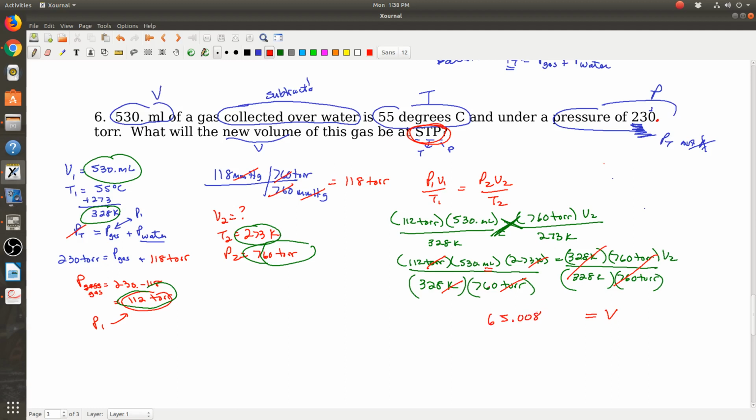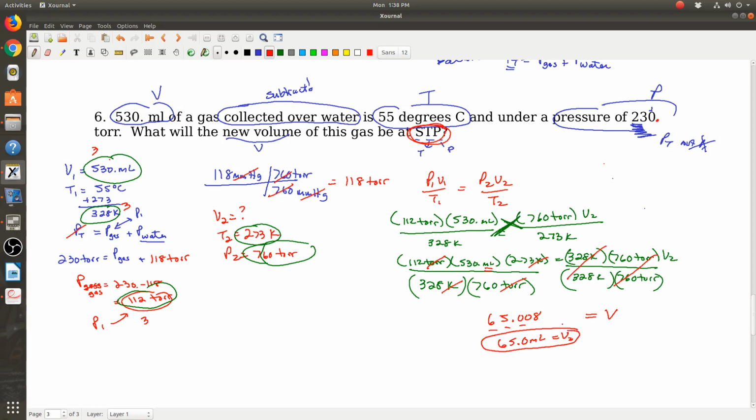And I have to account for sig figs. The things that are not definitions have three significant figures. 3 sig figs here, 3 sig figs here, and I wanted 3 sig figs here. Otherwise it would have been 2. So 1, 2, 3. So 65.0 milliliters is V2.